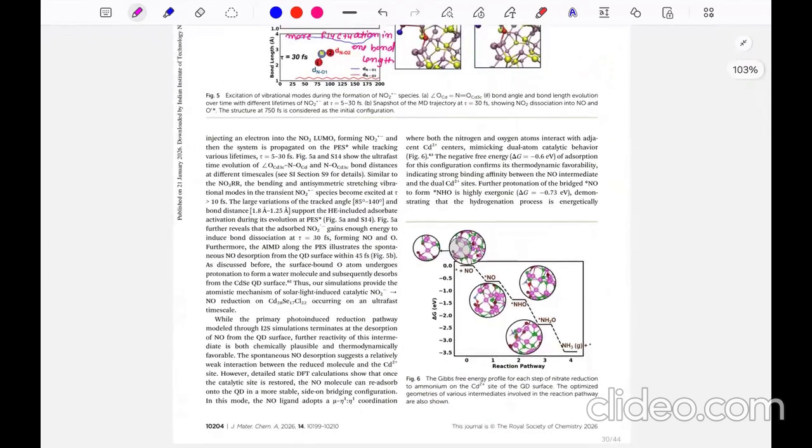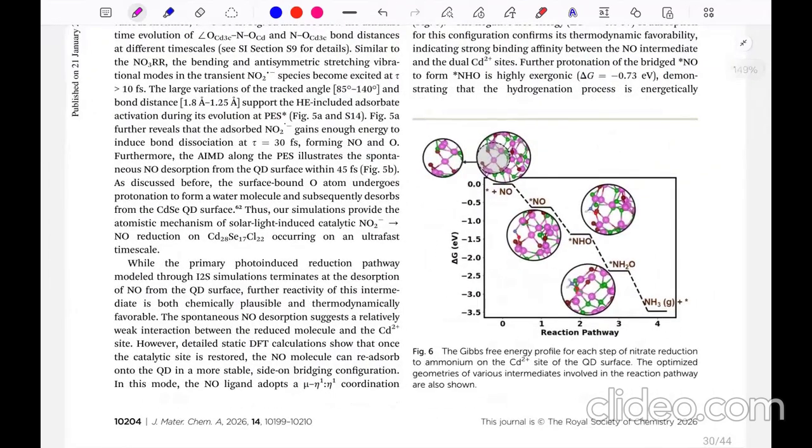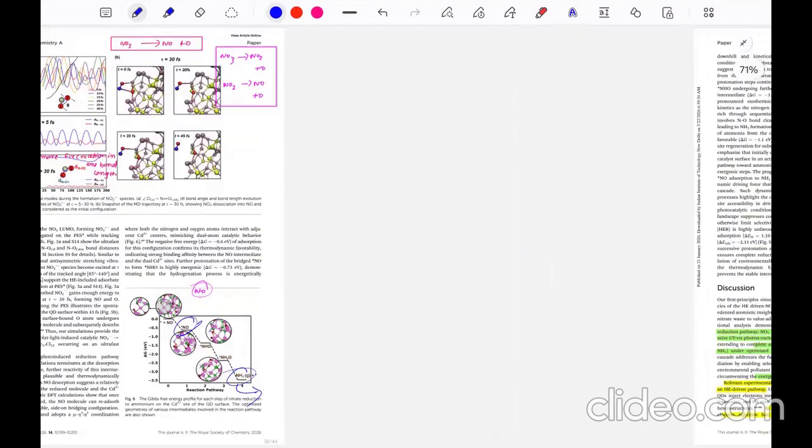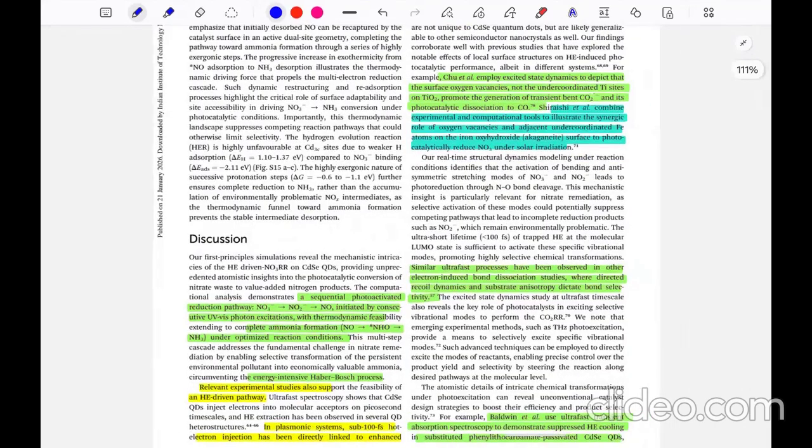And then they have described that NO will reabsorb on the surface of the quantum dot. See here, NO is getting reabsorbed on the surface of the quantum dot. Then further successive protonation will lead to the formation of ammonia, and then ammonia will dissolve from the surface of the catalyst. So this was the results, and here is the discussion part.